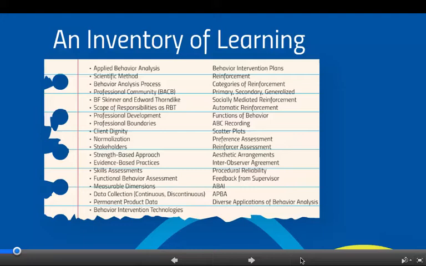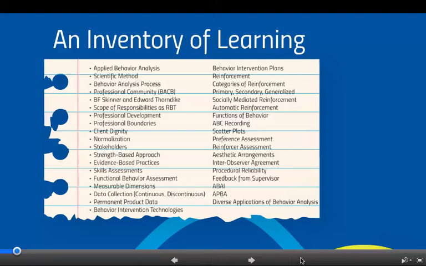You've also learned about some of the luminaries in the field. You've learned about B.F. Skinner and Edward Thorndike and the important contributions that they've made. You've learned about B.F. Skinner as a basic researcher and a lot of the contributions that he made that set the foundation for the entire field of experimental analysis of behavior and for behavior analysis in general.